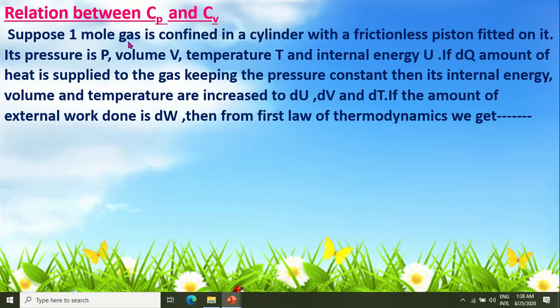Suppose 1 mole gas is confined in a cylinder with a frictionless piston fitted on it. Its pressure is P, volume is V, temperature T, internal energy U. If dq amount of heat is supplied to the gas, keeping the pressure constant, then its internal energy, volume and temperature are increased by dU, dV and dT. If the amount of external work done is dw, then from the first law of thermodynamics, dq equal to dU plus dw.